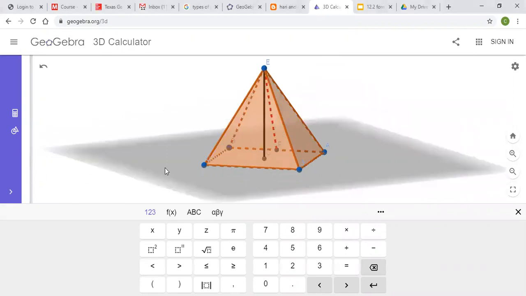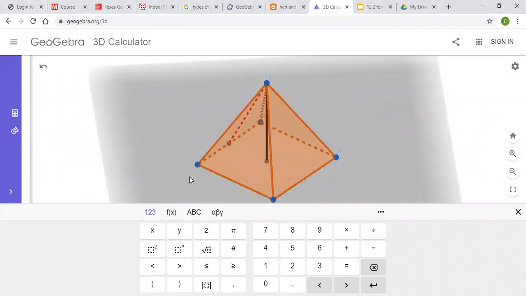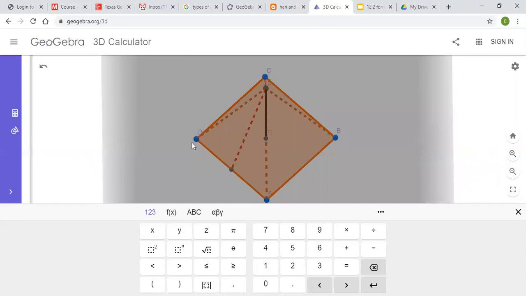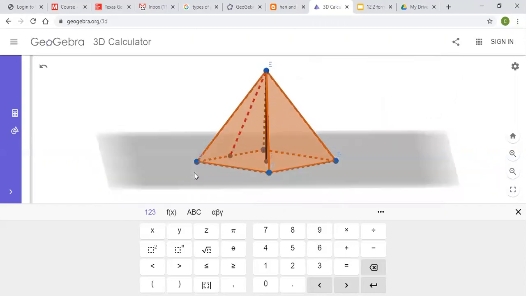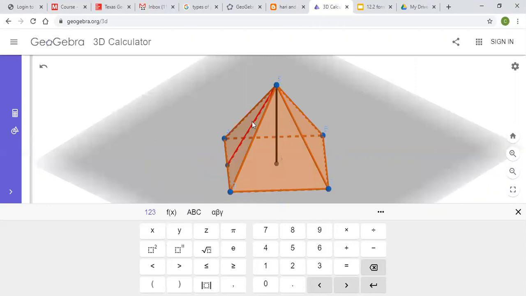A pyramid's a little bit different. You can kind of tell by this one I have drawn for you here. I've got some faces that look like they're triangles, and then I have this one face that looks like it's a square. So this is really typical for a pyramid. You always have a bunch of faces that all meet at one point, and they're all going to be triangles.